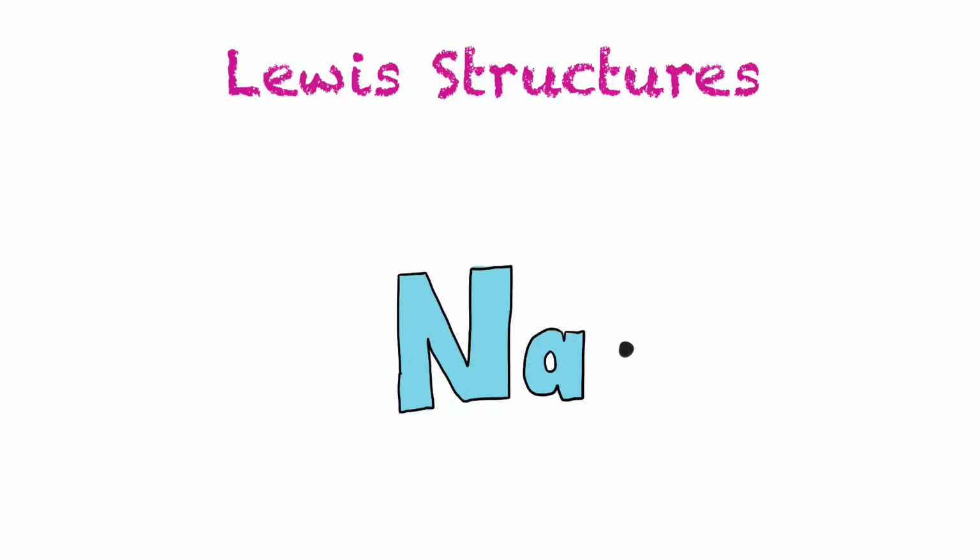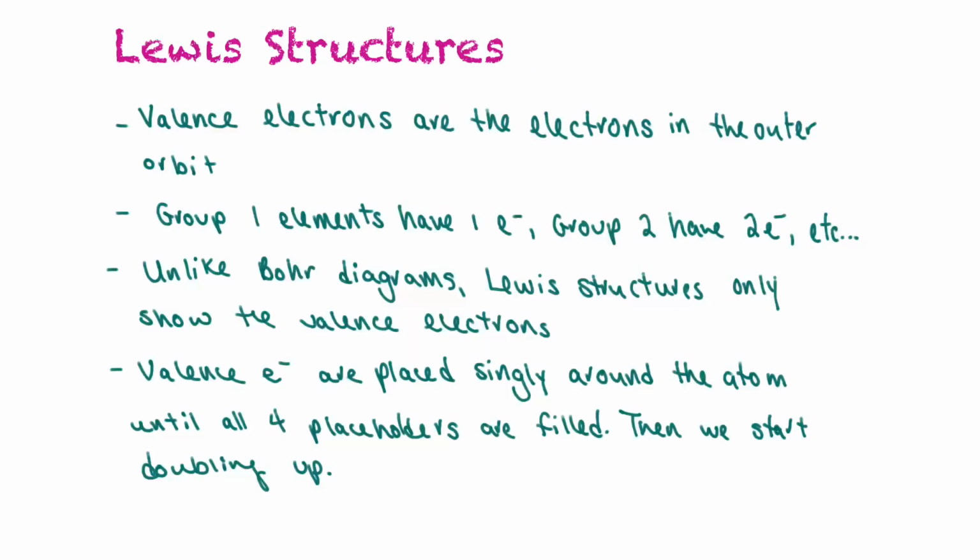In this video, we're going to talk about Lewis structures, and we'll learn how to draw Lewis structures for elements. Valence electrons are the electrons in the outermost orbit of an element. Group 1 elements have 1 electron, group 2 elements have 2 electrons, and the trend continues, so group 3 would have 3 and so on, all the way up to group 18, which has 8. Group 17 has 7, group 16 has 6, group 15 has 5, group 14 has 4, group 13 has 3, and so on.